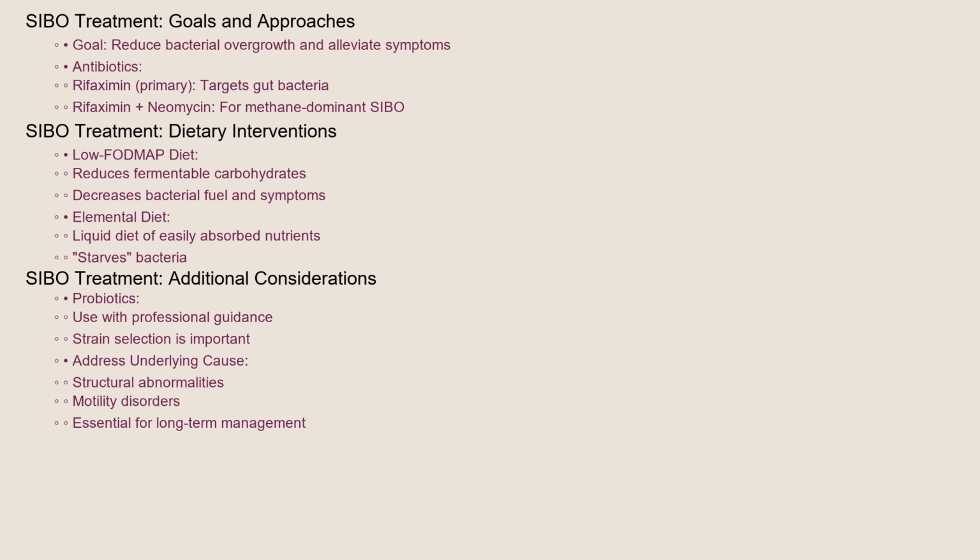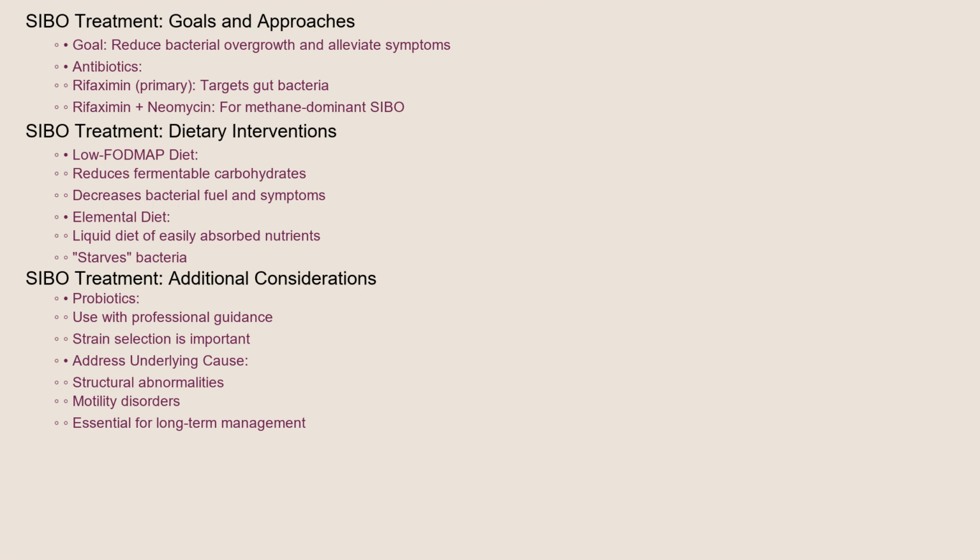The primary goal of SIBO treatment is to reduce the bacterial overgrowth and alleviate symptoms. The most common approach involves antibiotics, particularly rifaximin, which is poorly absorbed and primarily targets bacteria in the gut. In cases where methane-producing bacteria are dominant, a combination of rifaximin and another antibiotic, such as neomycin, may be used.